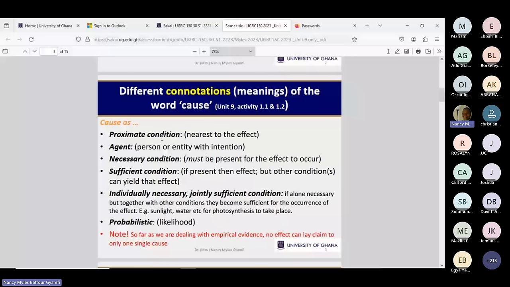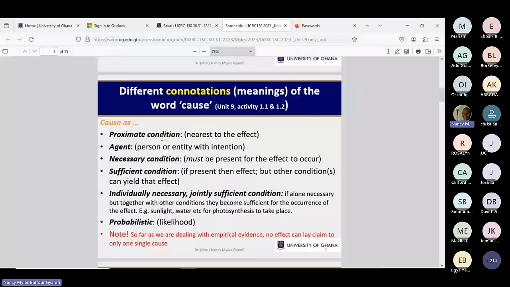Agent, of course, is talking about a person who has intention. In local parlance, we say this person is an agent, someone who has been used to do something in your life. So if the secretary went to give you away to the boss, saying this guy comes to work too late, and after the meeting with the boss you are sacked, we can say that the cause of your sack is the secretary. As an agent, this sense of the word cause is not just proximity, but agency.